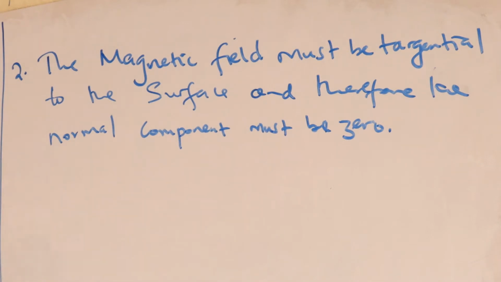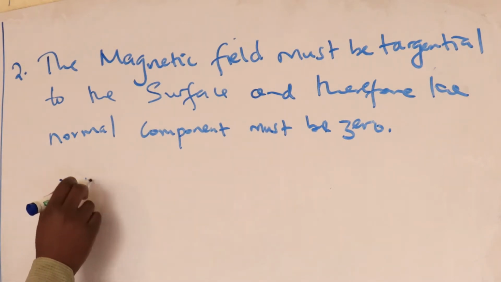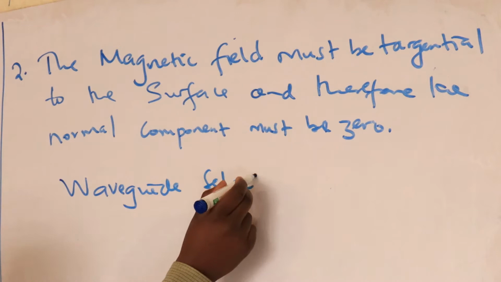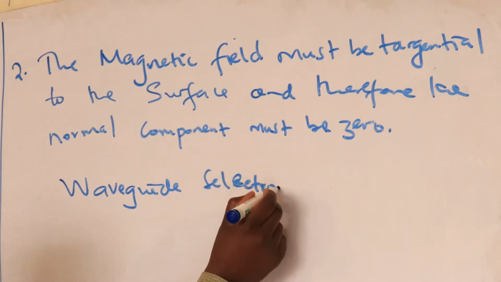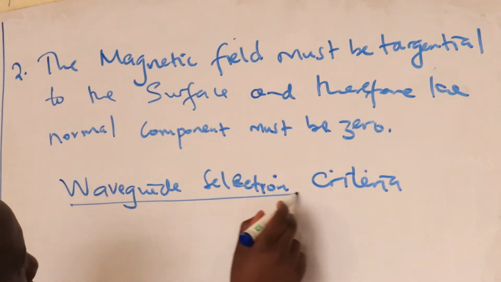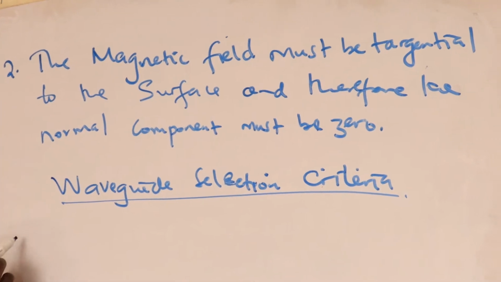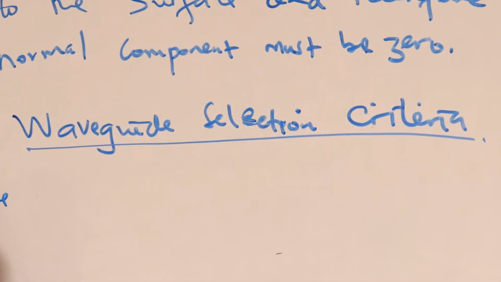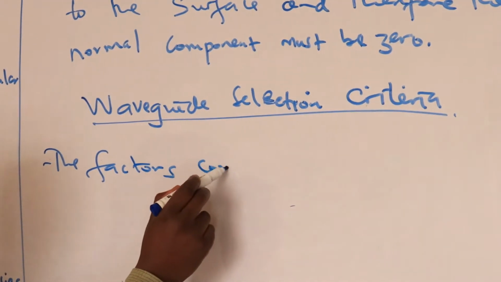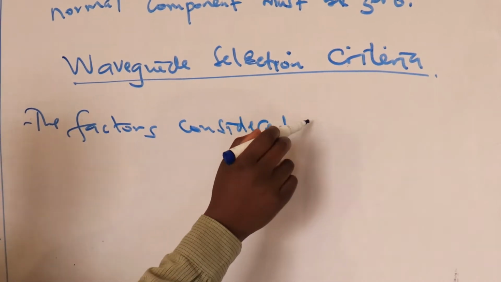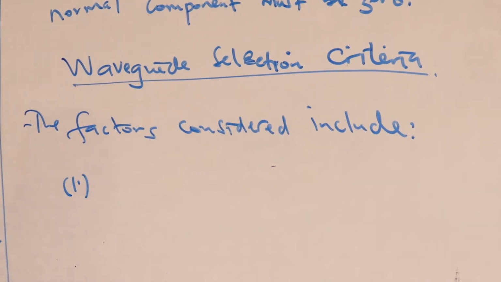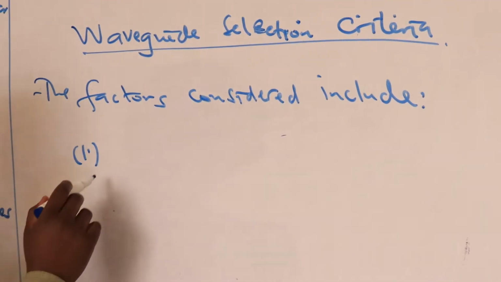So we are going to look again at factors on waveguide selection, factors we need to consider when choosing a waveguide. The selection criteria factors considered include: number 1 is the operating frequency.